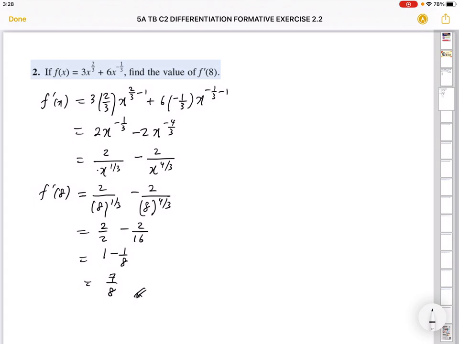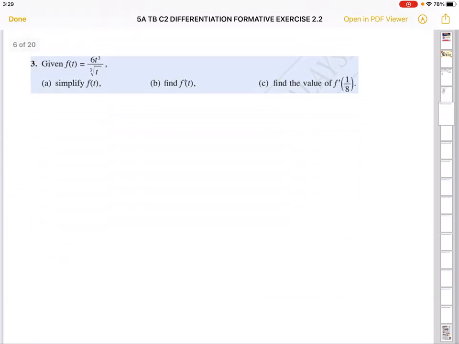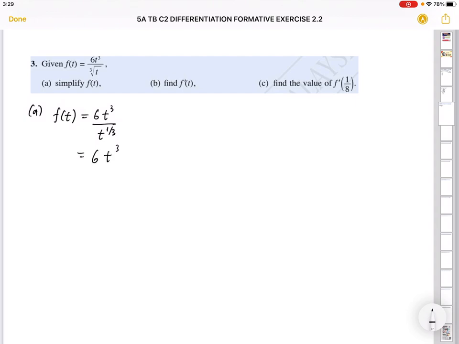Alright, so moving on, let's look at question number 3. Here you're given f(t) in terms of t. First, we simplify this. This is 6t^3 divided by t^(1/3). When you divide, we minus the powers. So this is 3 minus 1/3. We can write this as 3 times 3 is 9, 9 minus 1 is 8, so 8/3.